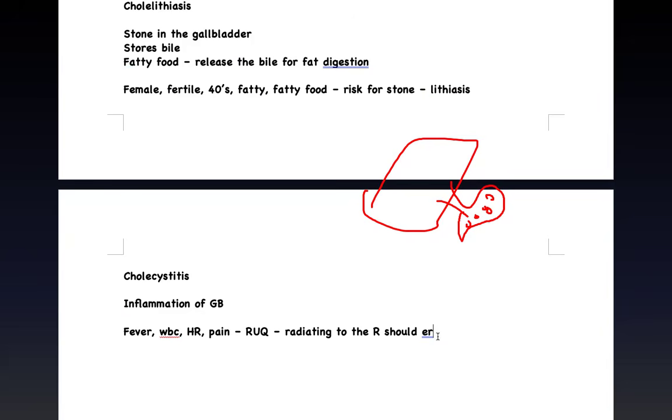So radiating to the right shoulder. Those are the key that you will see about this patient. Their white count will be elevated. So this is classic symptoms, right? They may have nausea. They may vomit. This is all expected, right?